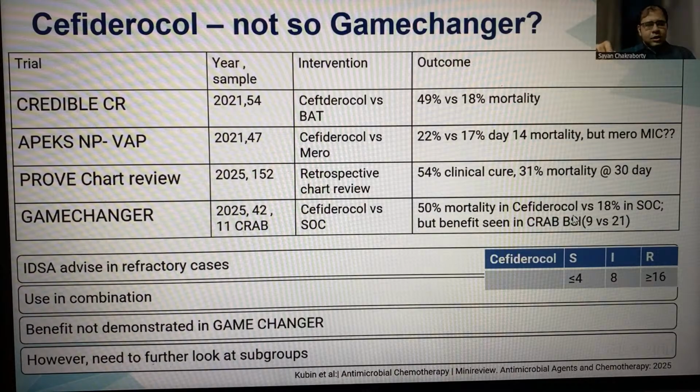Cefiderocol, initially it showed a lot of promise, it was kind of a game changer, but actually the studies have shown that it is not really the molecule that we were looking forward to. So you can use it for refractory cases. You need to use it in combination. Better to avoid it in carbapenem-resistant Acinetobacter. Yeah, you can try it for Enterobacterales, but specifically in combination. It is still not available in India right now, but we have used it before for different cases where it was really difficult to treat and we got some response.